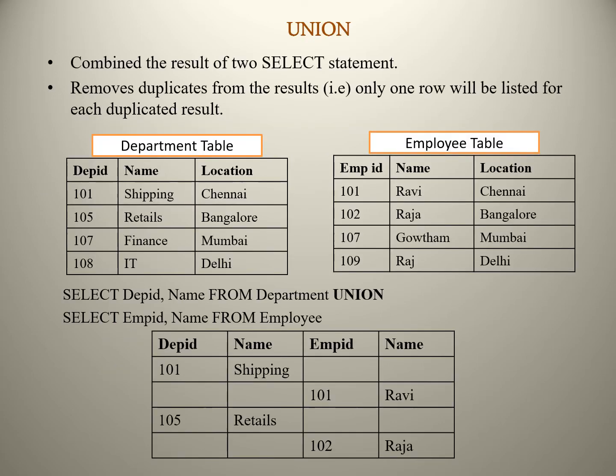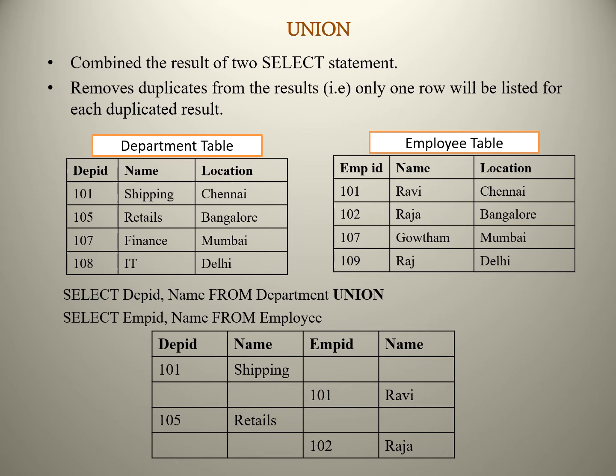First, we are going to see the union operator. Union is used to combine the results of two select statements. It removes duplicates from the result. That is, only one row will be listed for each duplicate result.